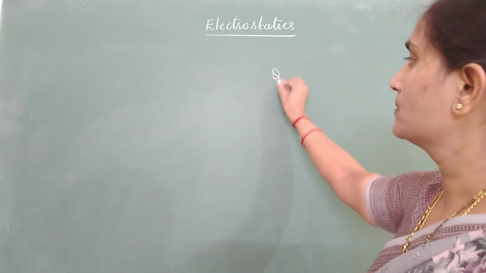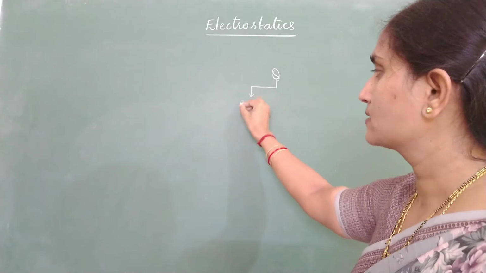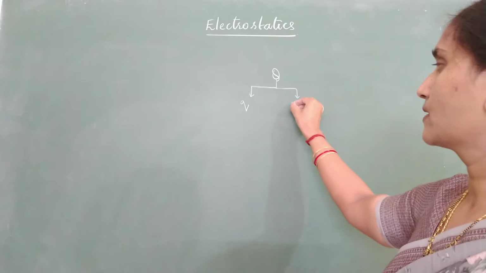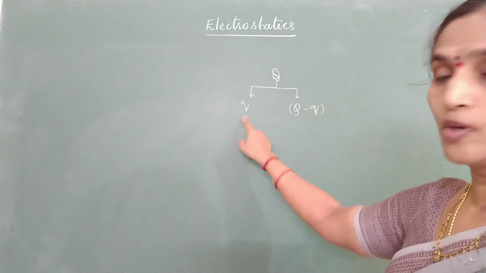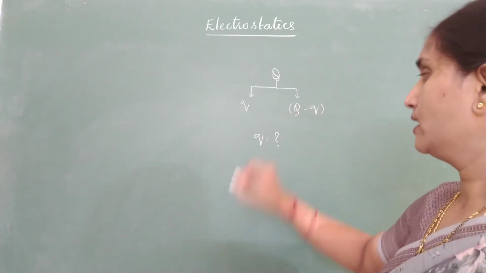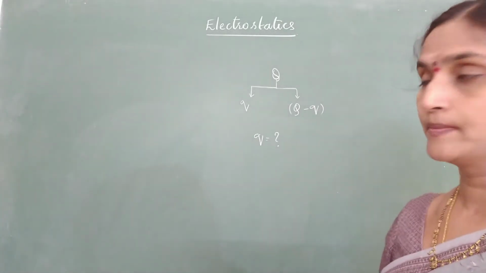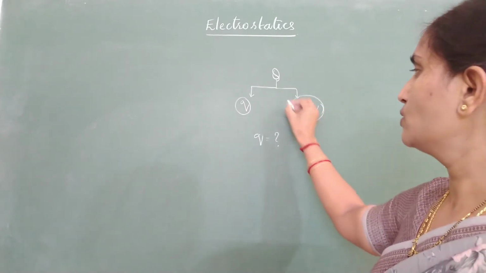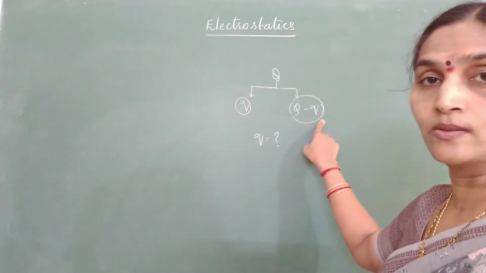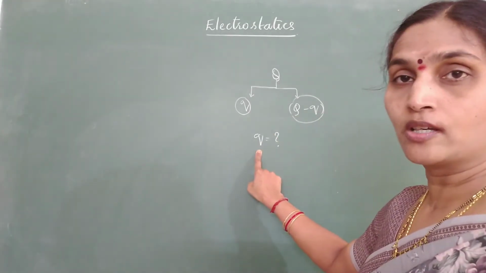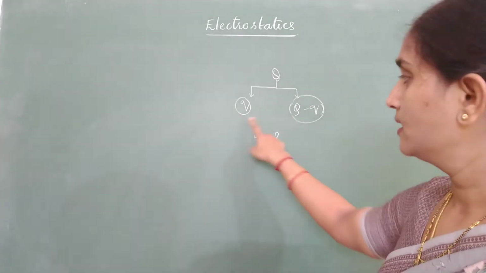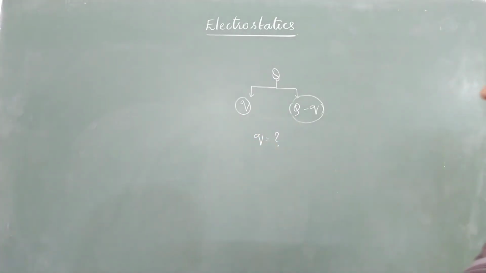Say the question can be like this. A charge capital Q is divided into 2 parts, small q and capital Q minus small q. What should be the value of small q so that the force between them is maximum? Again I repeat, a charge capital Q is split into 2 parts, q and Q minus q. What should be the value of small q so that the force between these 2 divided values becomes maximum? What is the condition for it?